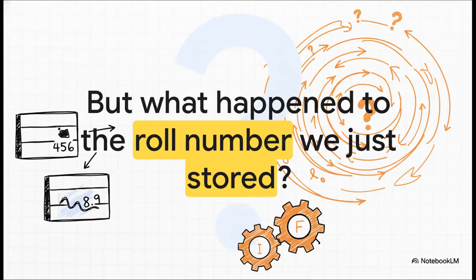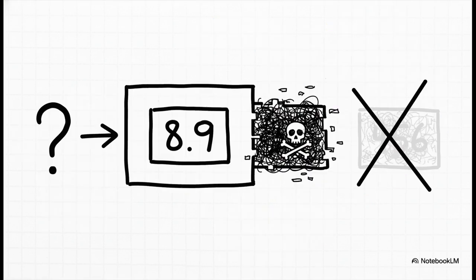But hang on a second. Think about it. That memory location was just holding our integer, 456. Now it's holding a float, 8.9. What do you think happened to that original roll number? Where did it go? And there's the catch. When we try to access roll no again, we don't get 456. We get garbage. The bits and bytes that used to represent our integer have been completely overwritten, steamrolled really, by the bits and bytes that represent the new float. They can't both exist in the same memory space.